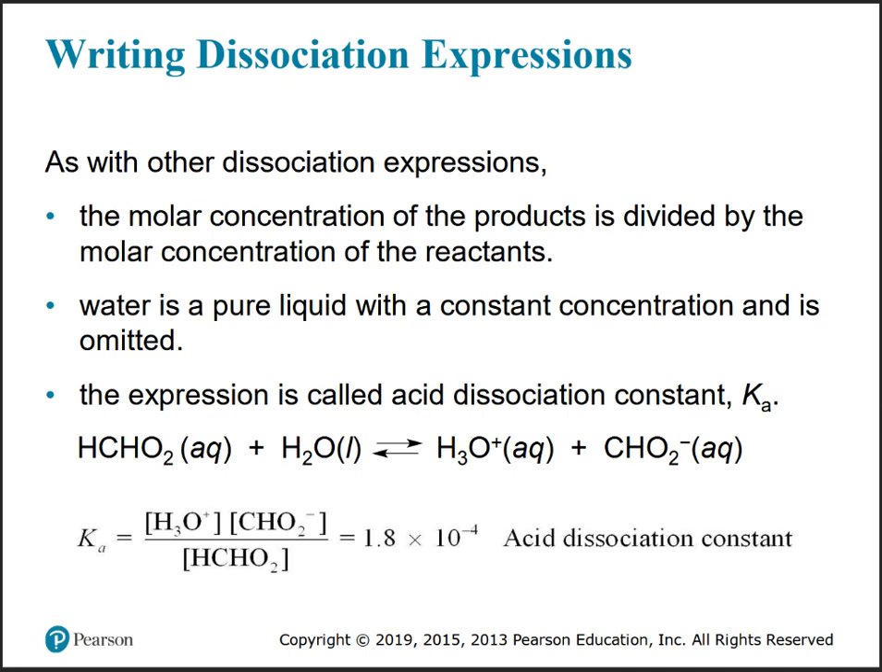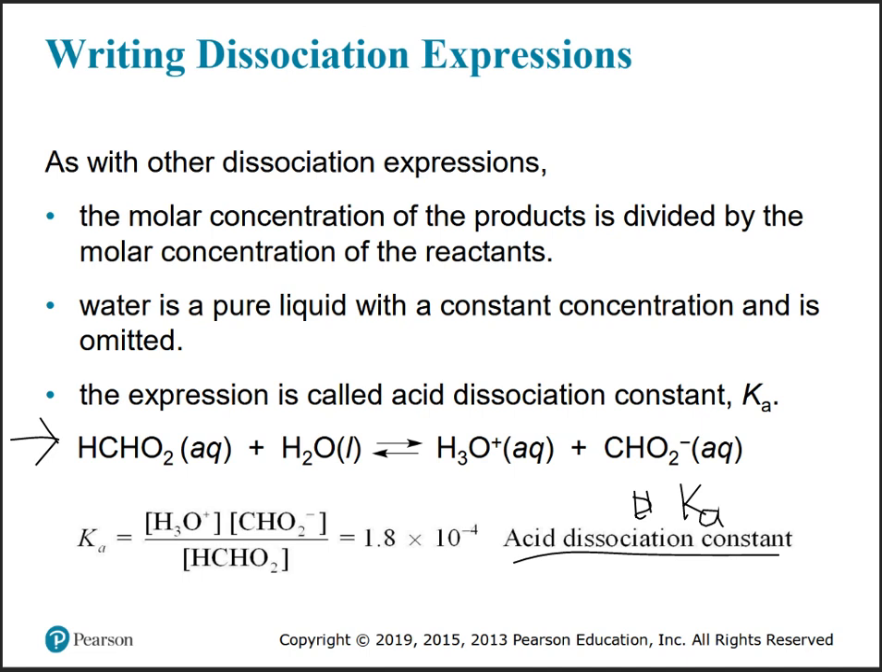Let's take that same chemical formula about formic acid dissolving in water. We can write a dissociation expression. All that does is talk about the different concentrations of the products and the reactants. And the balance of these two gives you what's called an acid dissociation constant, which is the Ka. The Ka tells you how strong an acid is. And we'll go over that in just a second.